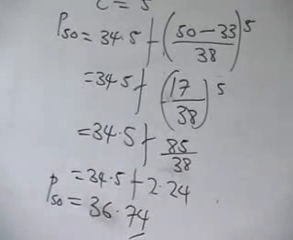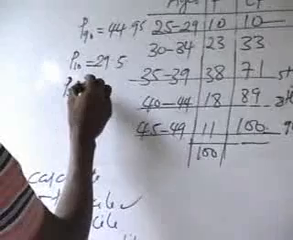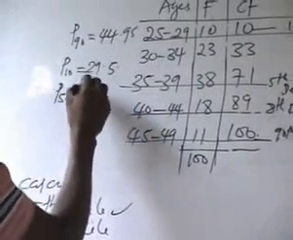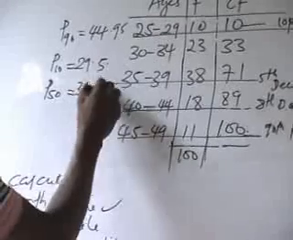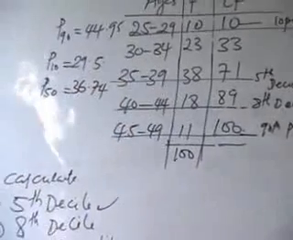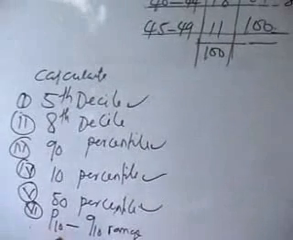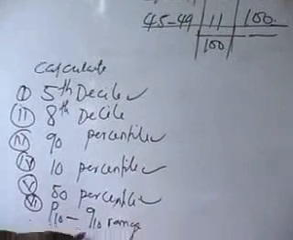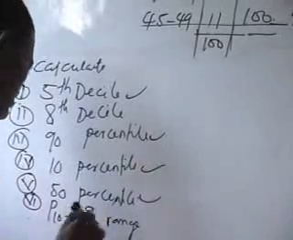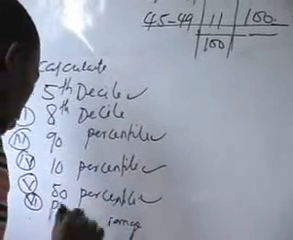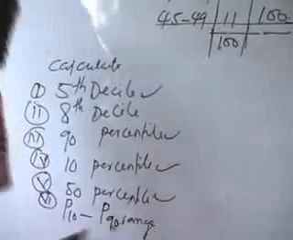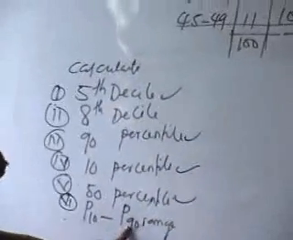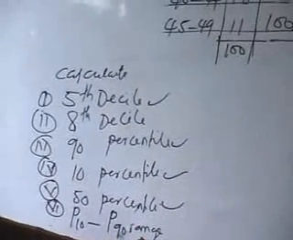So let's just write it down somewhere. Our 50th percentile is 36.74. Now the next thing we are going to look at is this one, the 10 to 90 percentile range. This is 10 to 90, the percentile range between the 10th percentile and the 90th percentile.